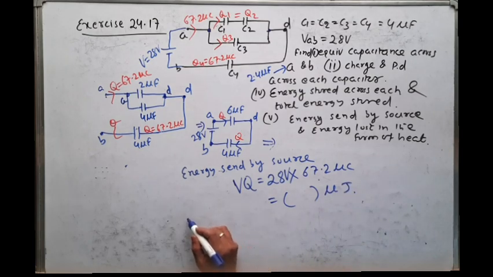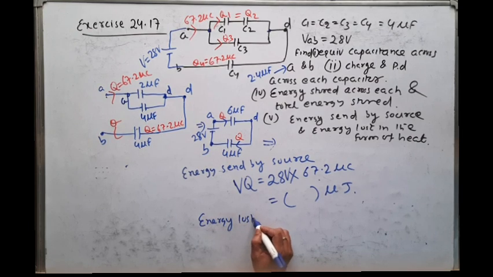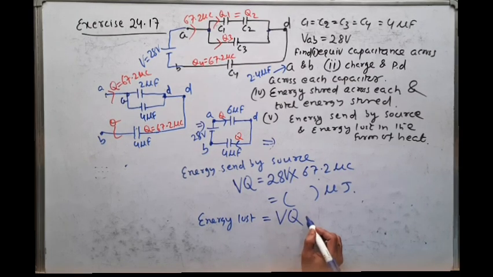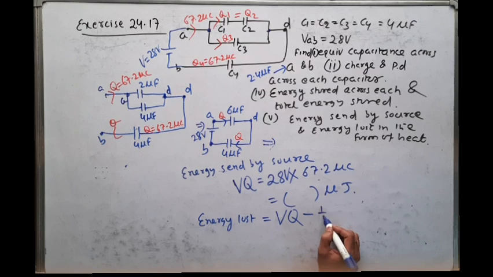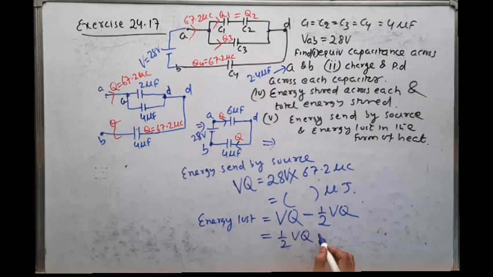Then what is the energy lost? What is the energy lost during this? So the total energy given is equal to VQ. Out of that, the total energy stored is equal to half into VQ. So the remaining energy is equal to half into VQ. So that is energy lost in the form of heat energy.